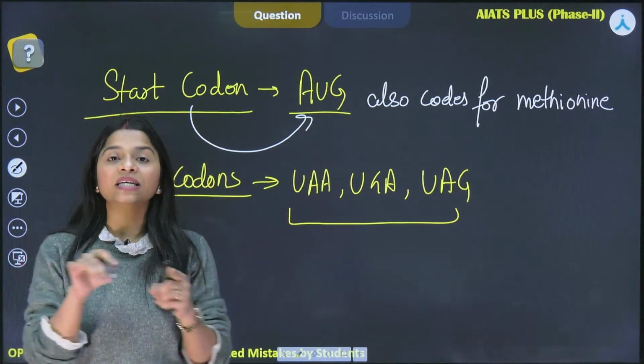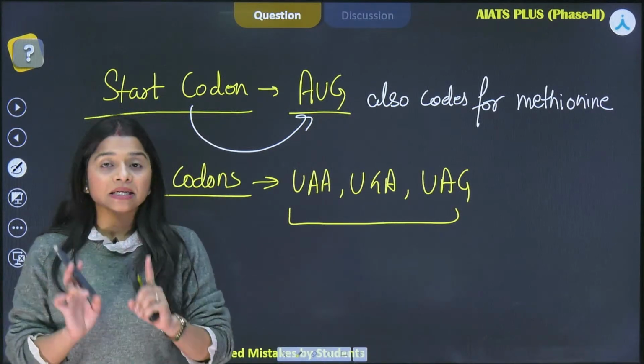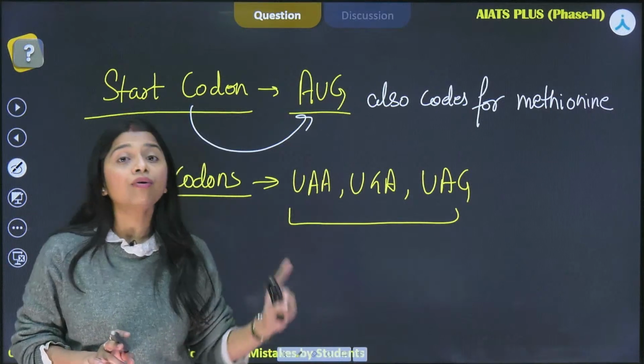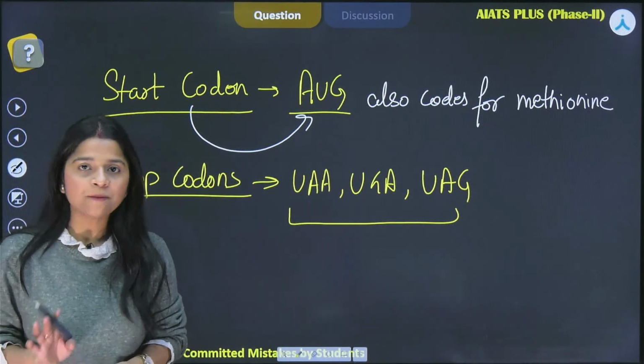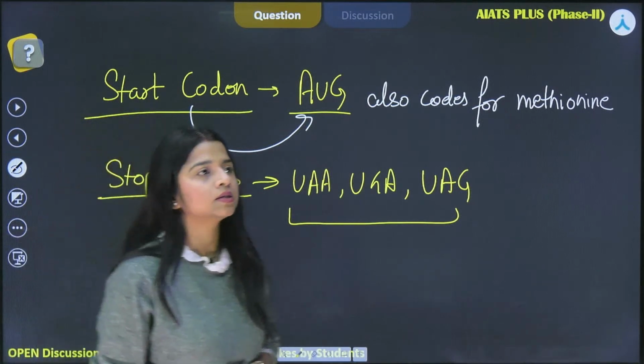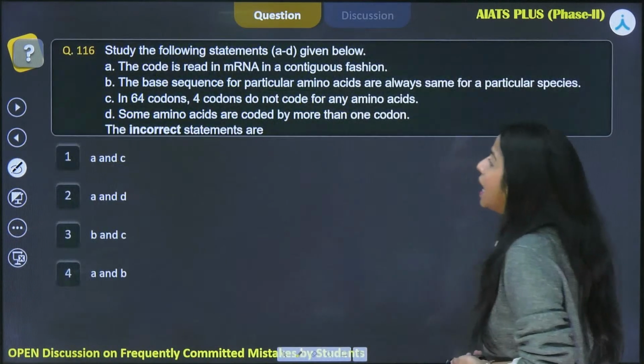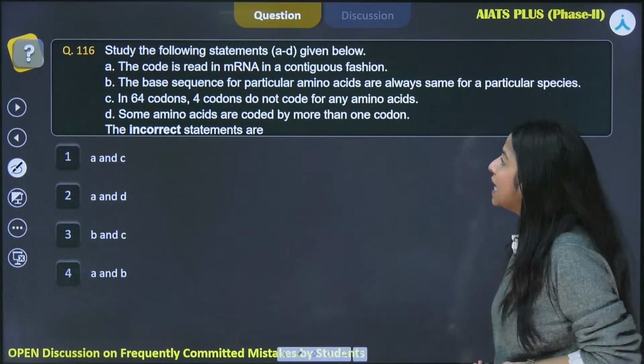We have been given a table in our NCERT, but out of them only 61 code for amino acid and the rest 3 are the stop codons, okay? Clear with this? I hope this is clear and we will be answering these.